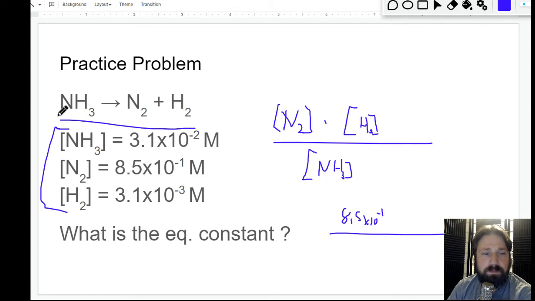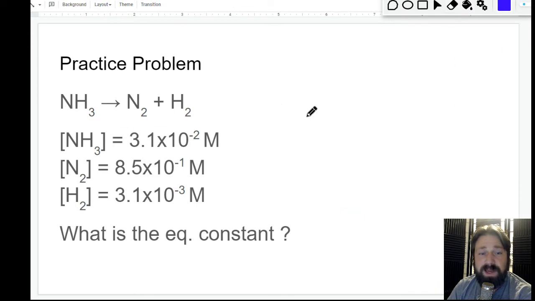Oh wait, no, this isn't balanced. I tricked myself. This isn't balanced. We need to go through and balance this first. So this is going to be 2, and this is going to be 3. So now everything is balanced.